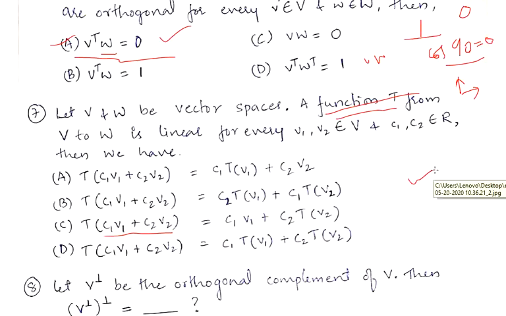A vector space is defined only when it obeys the superposition principle. So when a function is applied on the complete system of the addition of two vectors, it can be applied individually on the individual vectors also. So where can we find this? When T goes inside, the function is applied on vector 1 and on vector 2, and C1 and C2 are simple scalar multiplications. So D is the solution.